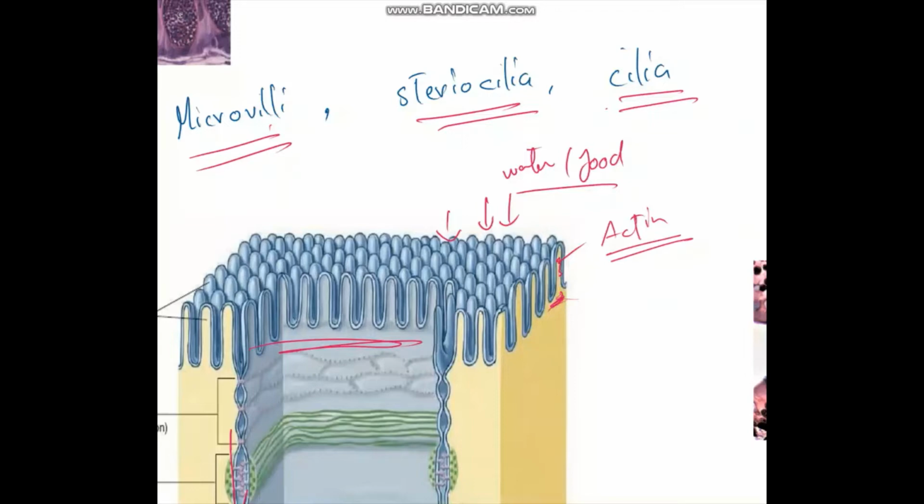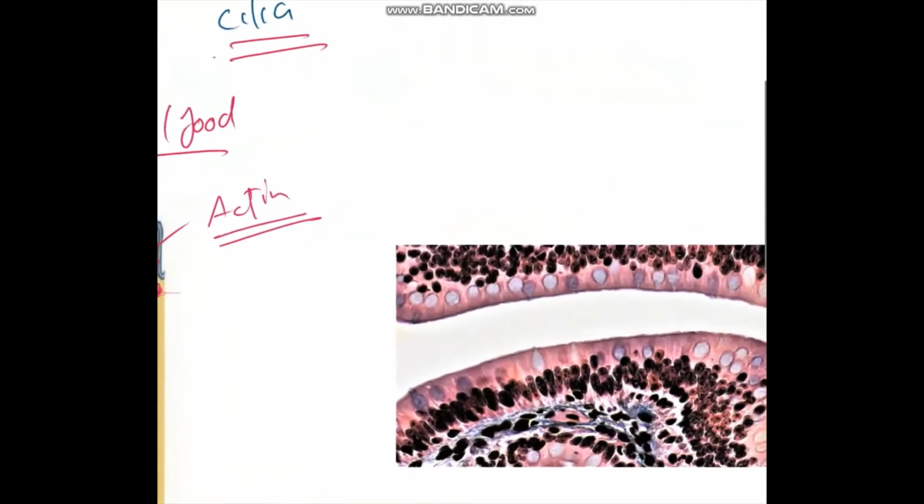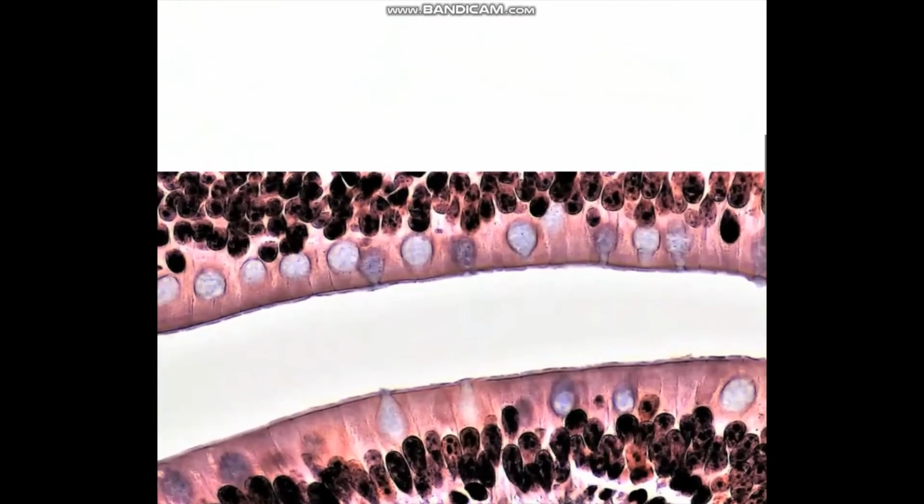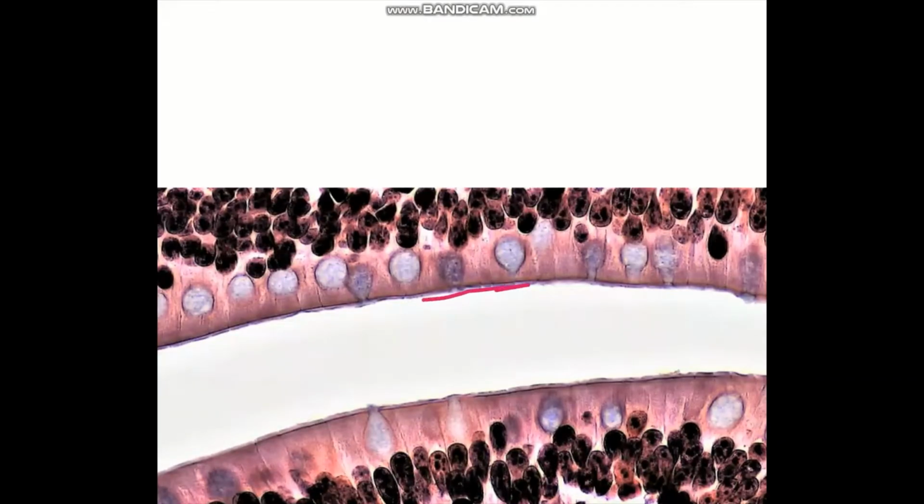Now, under the microscope, you would not be able to see the individual apical projections of the microvilli. What you would see instead is something like this. See this border right here? This is called the brush border. This is also called a striated border. And this is normally what you would see on a microscopic slide of the microvilli.